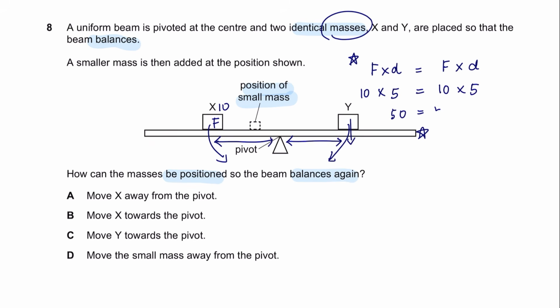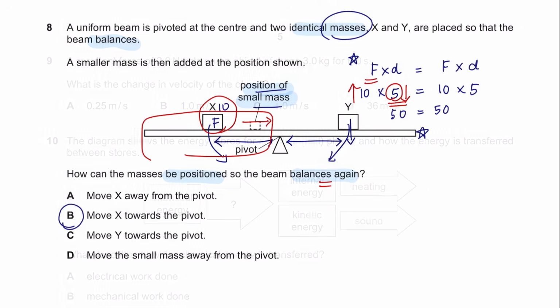Therefore, you have 50 equals 50. Then they could be balanced. But now that you have added a small mass over this side, your force here has now increased. Therefore, your distance has to decrease. So, how can the masses be positioned so that the beam balances again? Well, we have to reduce the distance, meaning that we can move x towards the pivot. So, your answer is B.